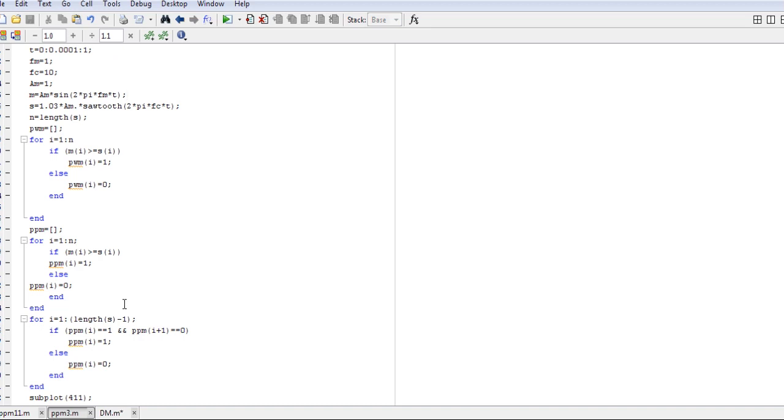So we are going to take a loop where we use an if statement, in which if the PPM ith value is equal to 1 and the next value is 0, then the PPM ith value becomes 1, else it is 0.